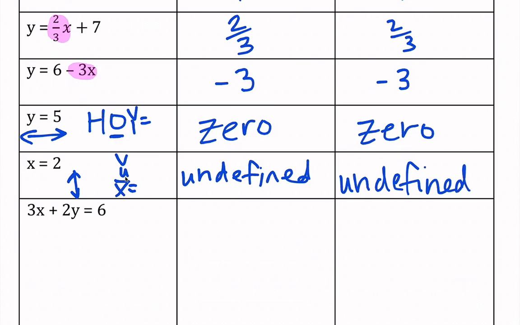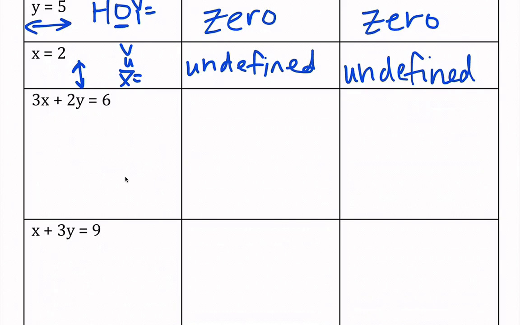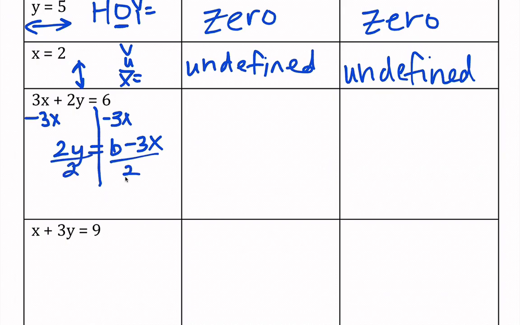Okay, on this next equation, unfortunately, y is not by itself. So to determine the slope, I'm going to have to get y by itself first. And to do that, I'm going to take away my 3x's first. So my positive 2y falls down, and on the other side I have 6 minus 3x. To get y by itself, I need to get rid of that 2, so I'm going to divide both sides by 2.